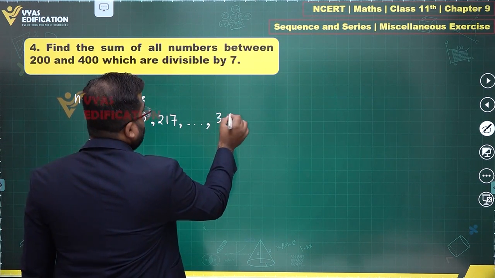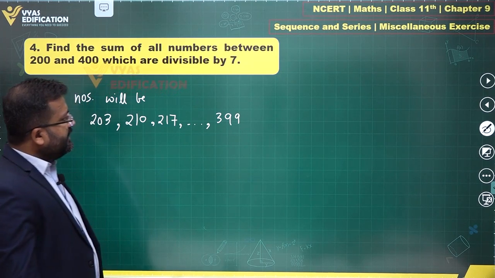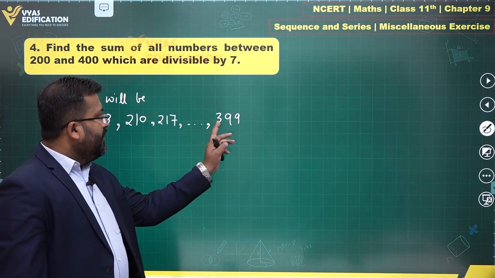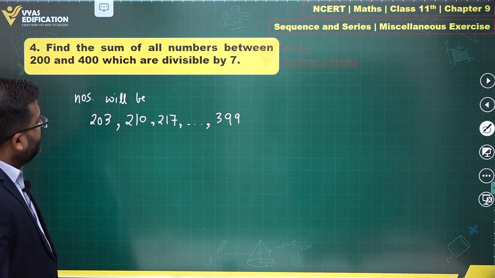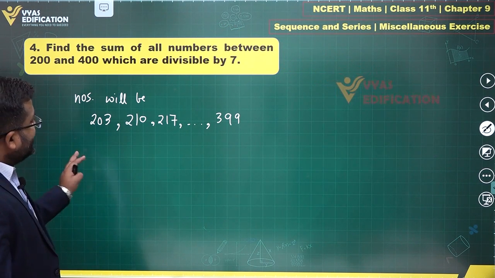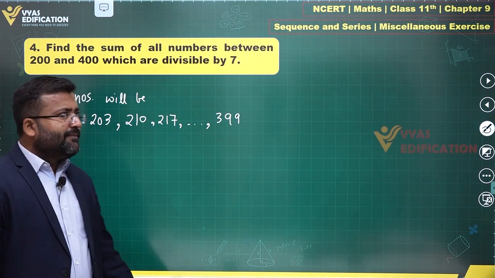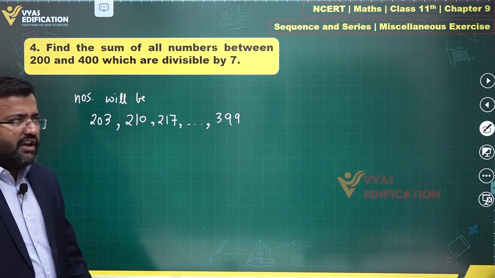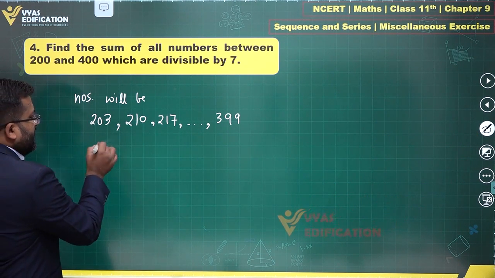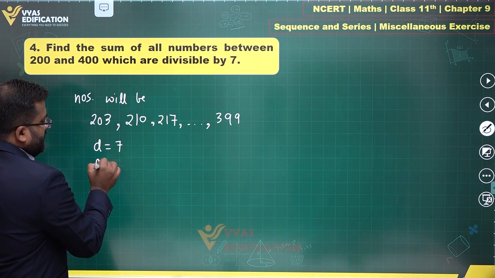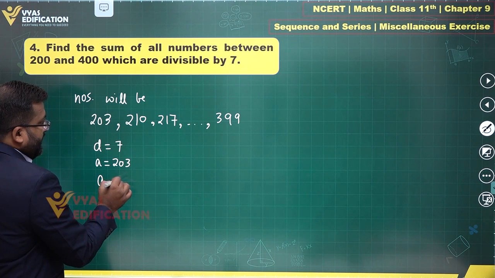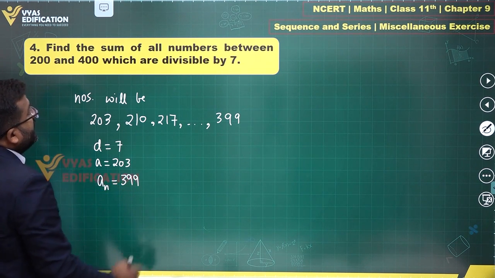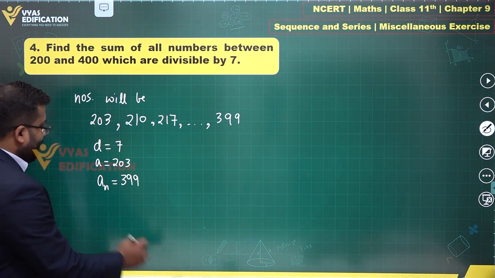Yes. 399. Now 399 divided by 7 will give you 57 as the quotient, right? This is what you get. Remainder will be 0, obviously, since this is divisible. So this is the sequence that we get. And this is an arithmetic progression, if you can clearly observe. Yes, common difference is 7. First term is 203, and the last term an is 399. And we are asked to find Sn.